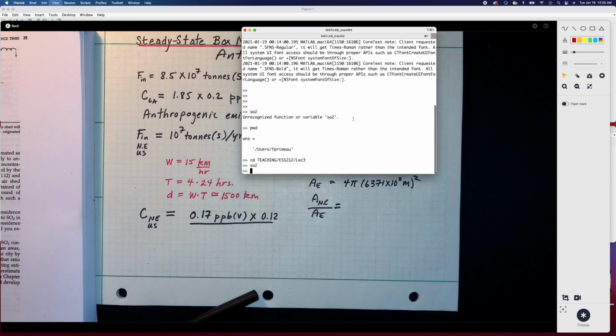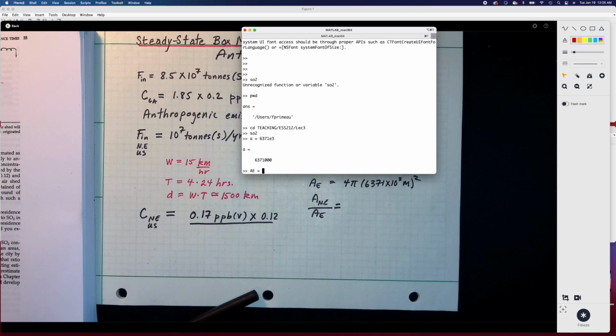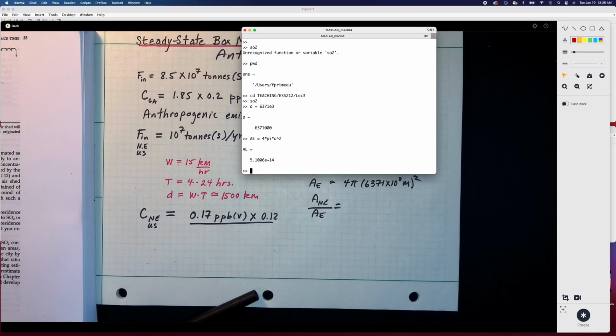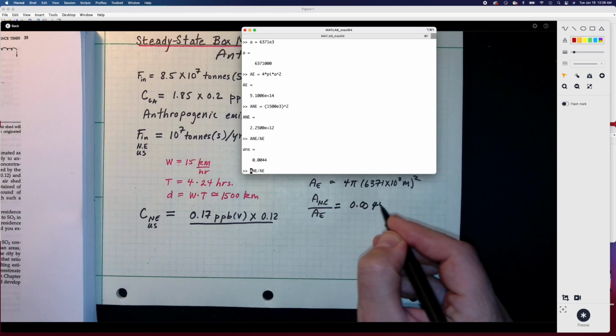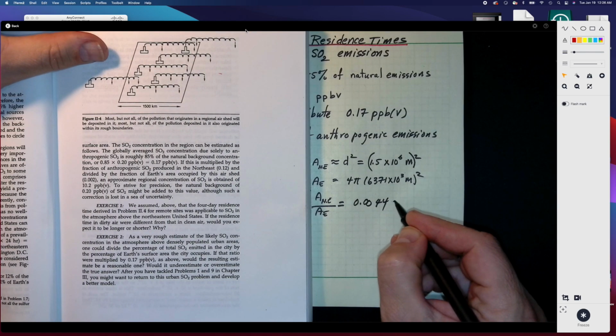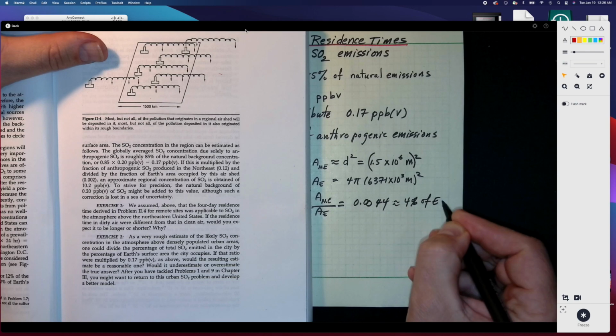Let's compute that. All right, so the radius of the Earth is 6371 kilometers, and the area of the Earth is 4 times pi times the radius squared, and the area of the northeast US, let's take that to be d squared. The fraction covered by the northeast US is A northeast divided by A Earth. I think in the book they use a number of about 0.002, so 0.0044, which is about 0.4% of the Earth area.